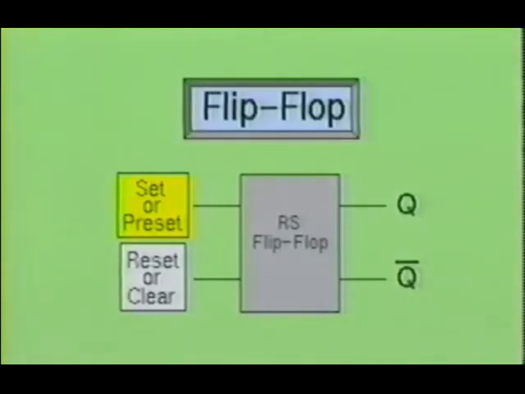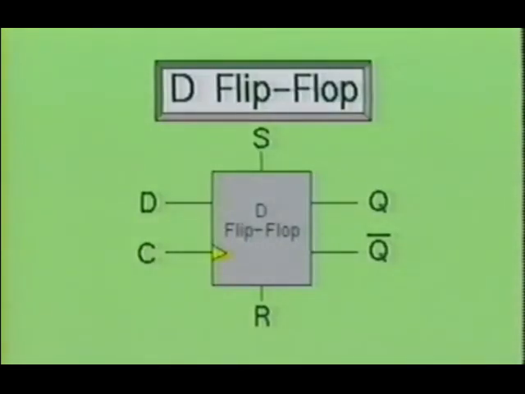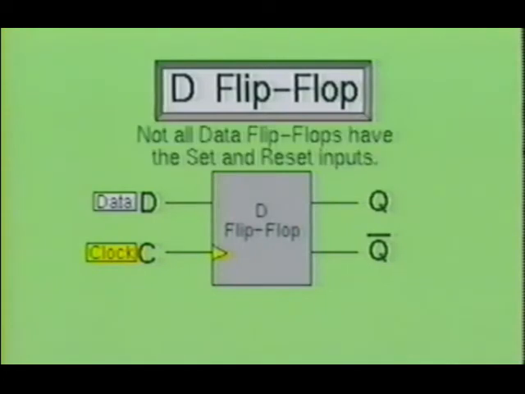The set input of a flip-flop is sometimes called the preset input, and the reset input is sometimes called the clear input. Next, we will examine the D flip-flop. The D stands for data. If you will look closely, you will see this flip-flop has 2 additional inputs. One is labeled D and the other is labeled C. D is for data input and C is for clock input. You will find, however, that some D flip-flops will not have the set and reset inputs. They were mentioned so you know they are available.